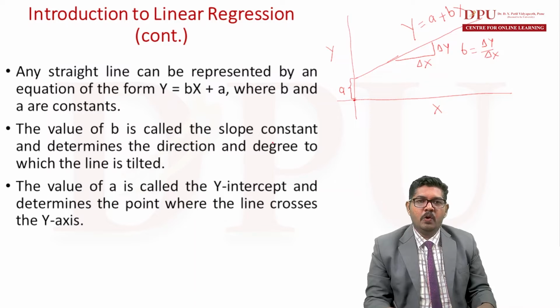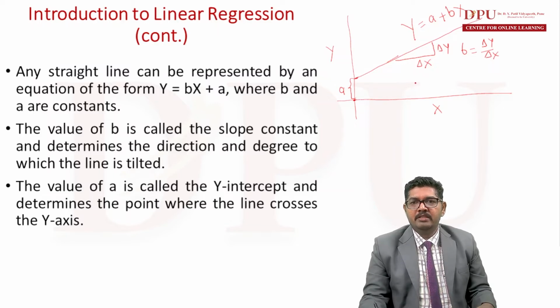The value of b is called the slope constant and determines the direction and the degree to which the line is tilted. The value of a is called the y-intercept, and it determines the point where the line crosses the y-axis. At this point, this particular line crosses the y-axis, and therefore this is the y-intercept.